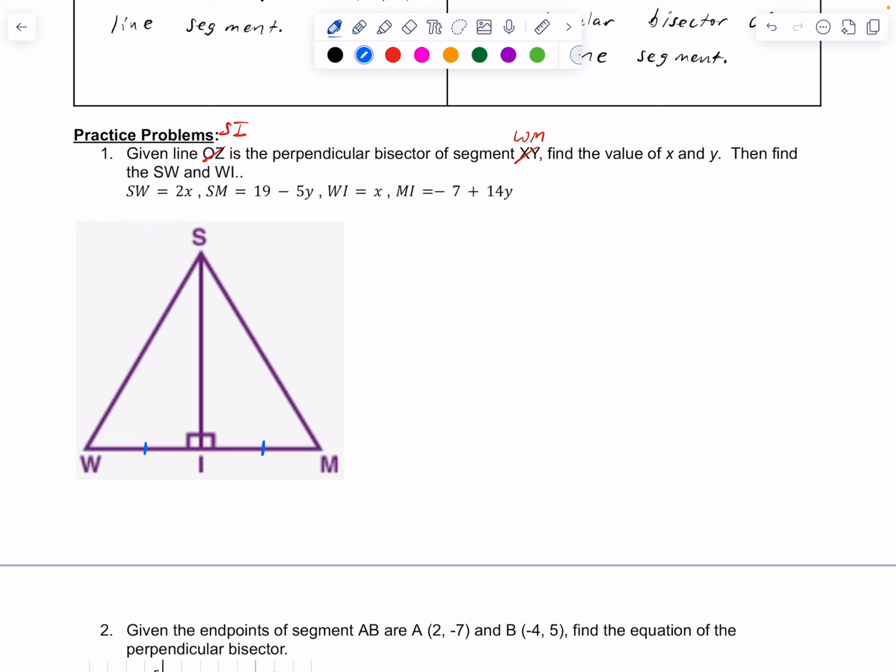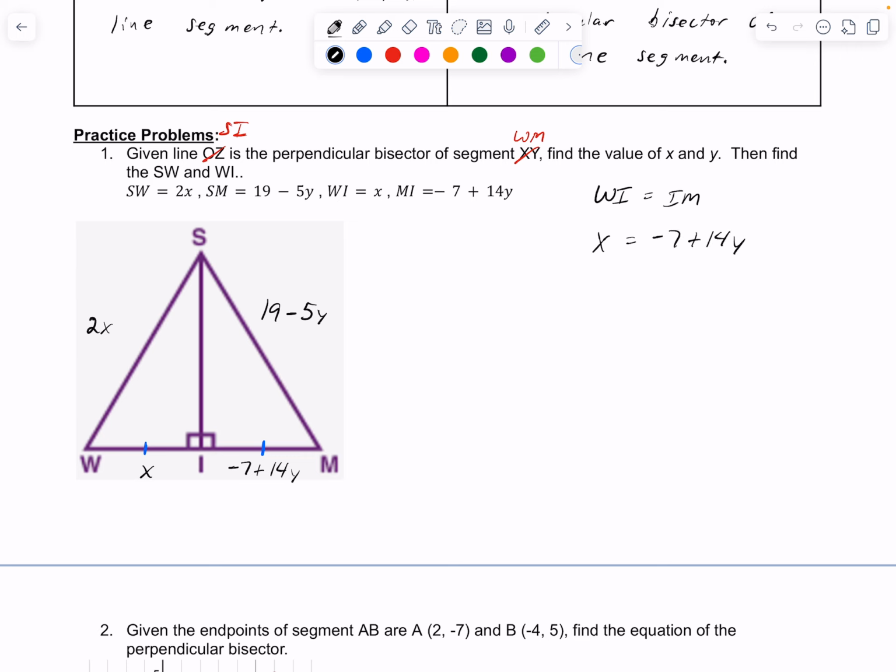All right, I'm going to label everything else. SW is 2x. We have SM is 19 minus 5y. WI is x, and then MI is negative 7 plus 14y. So the first equation that I wrote based on this information is that segment WI is the same as IM, because of that perpendicular bisector. So I wrote x equals negative 7 plus 14y.